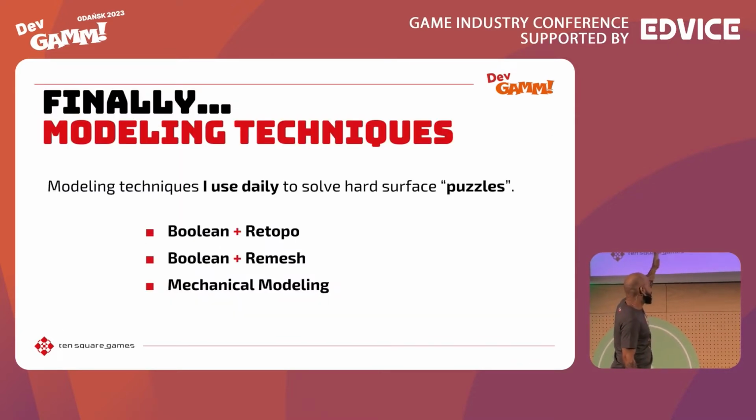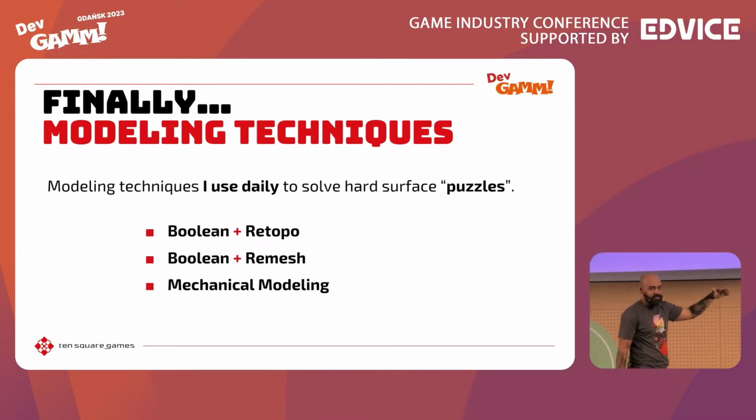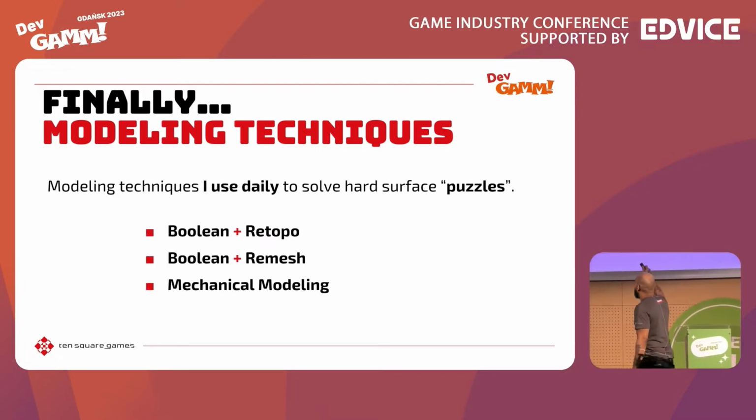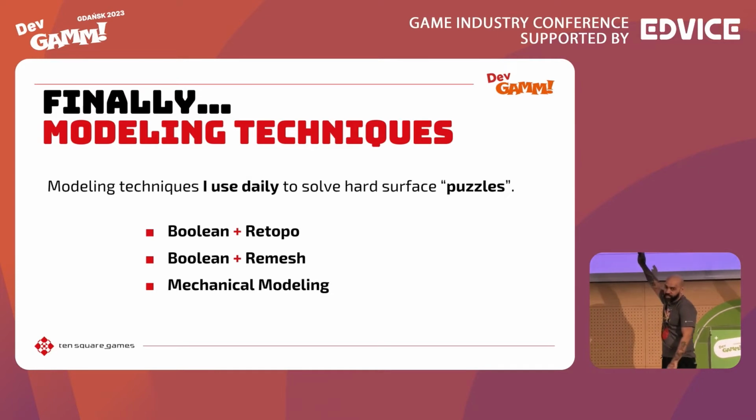And then, after many years struggling with hard surface, I have these 3 techniques that are the ones that I use the most daily. Boolean plus retopo, Boolean plus Remesh, and mechanical modeling, that's the one that I started using a few months ago.